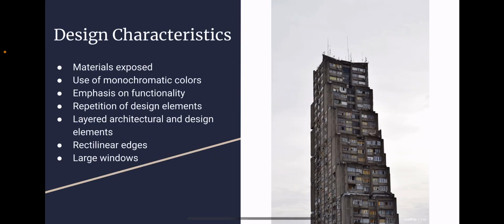So some repetitive design characteristics throughout the Brutalism of Belgrade. Materials were exposed throughout buildings, the use of monochromatic colors, emphasis on functionality, repetition of design elements, layered architectural and design elements as well, rectilinear edges as seen in the picture on the right, and large windows.